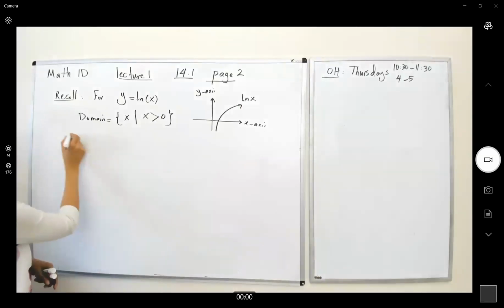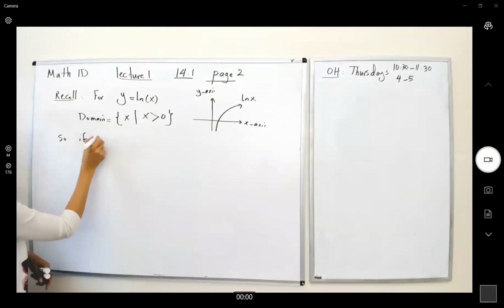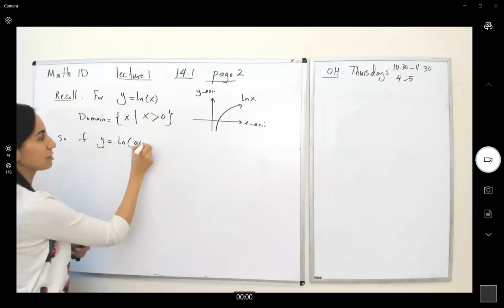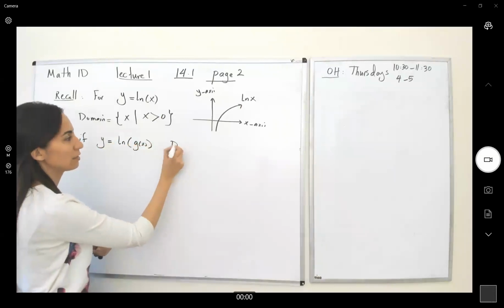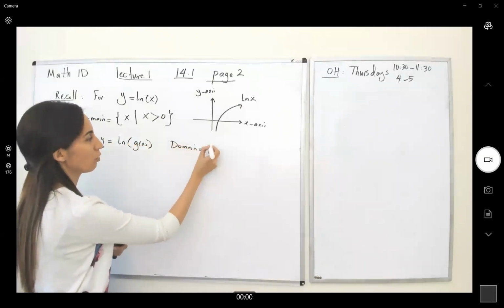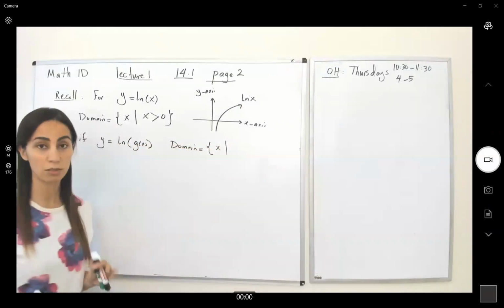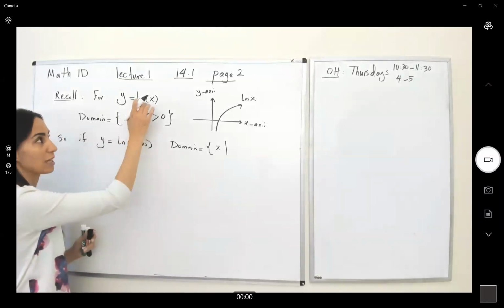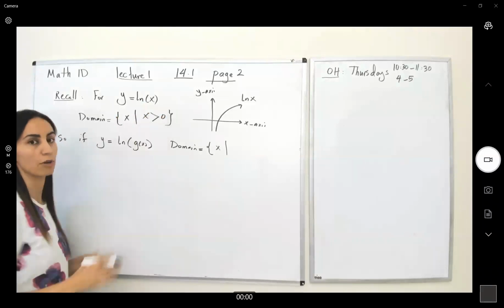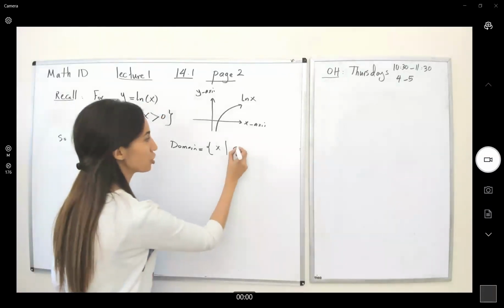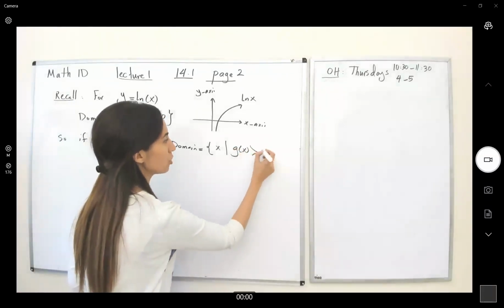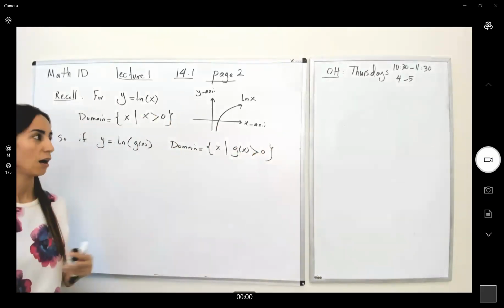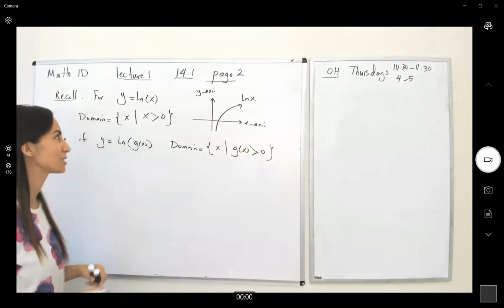So if you have y equals ln of g of x, then the domain is equal to all x values such that this function, instead of having just x, you're replacing that by another function like g, g of x is greater than 0. We learned this in pre-calculus and calculus.